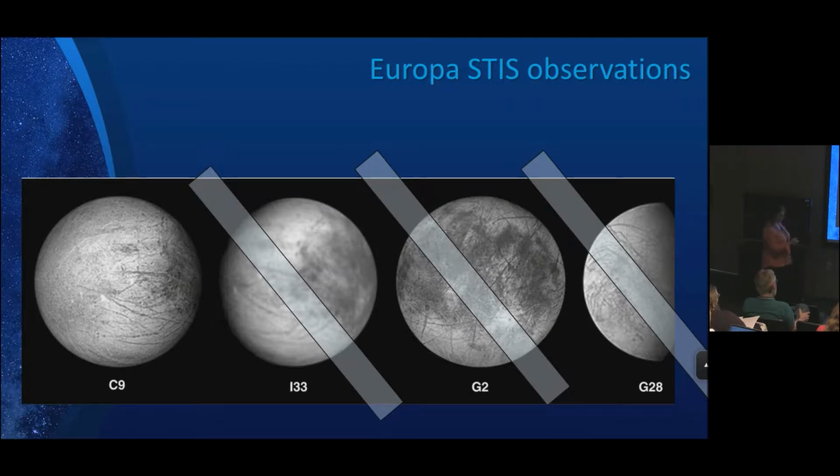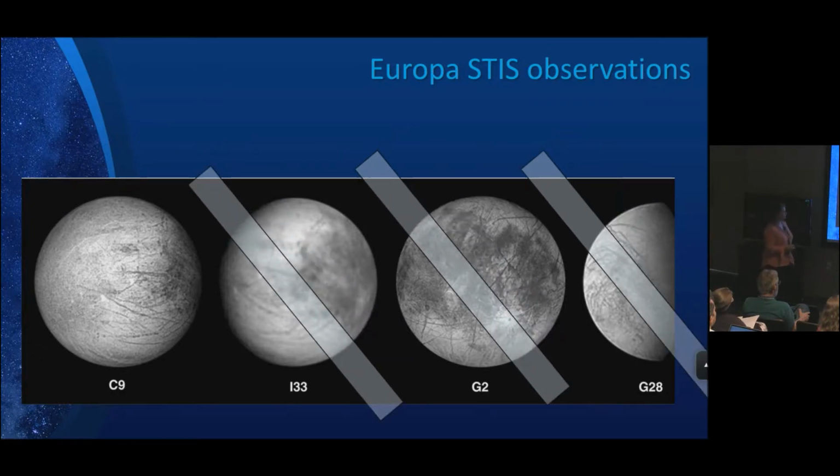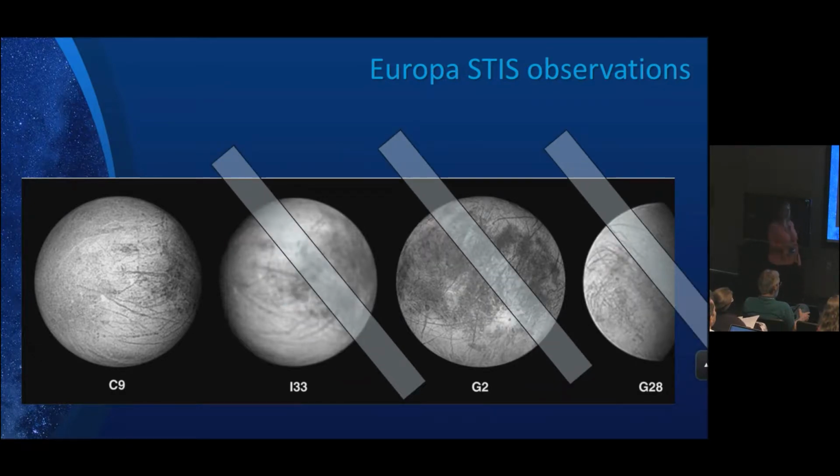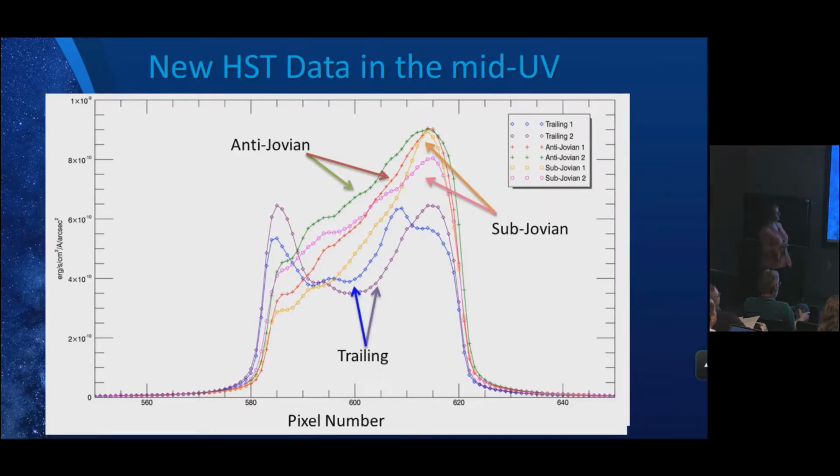So what we had to do was use the 0.2 arcsecond slit, and this is approximately what it probably looked like on the surface. And we just moved it from one side to the other. We did 2 observations like this so we could cover as much of Europa's surface as we could. And with that information, this is the first look.